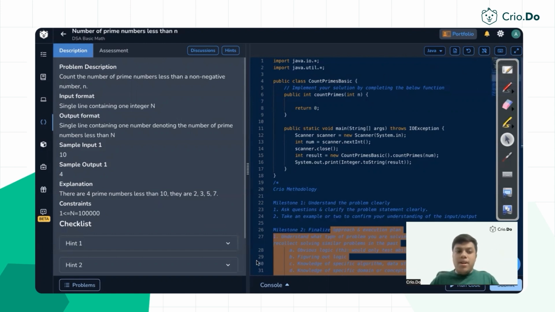So if I take an example of the same integer n, which is 10, let's take a dry run. If n is 10, we start checking from the number 1. But actually, should we start from 1? Can 1 be a prime number? No, 1 can never be a prime number. So better to start checking from 2. Is 2 a prime number? Then 3, then 4, then 5, then 6, 7, 8, up till less than 10, that is up till 9 in this case. So how can we check whether a number is prime? We will be checking how many factors it has.